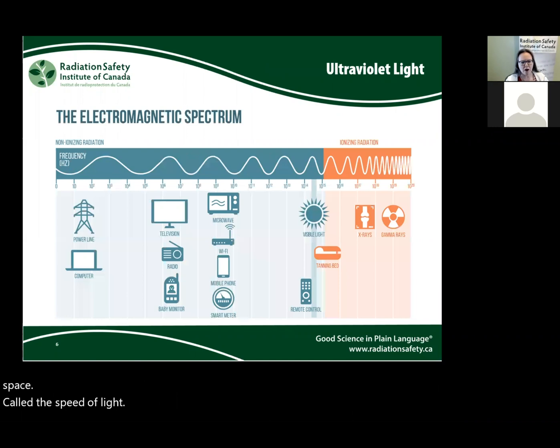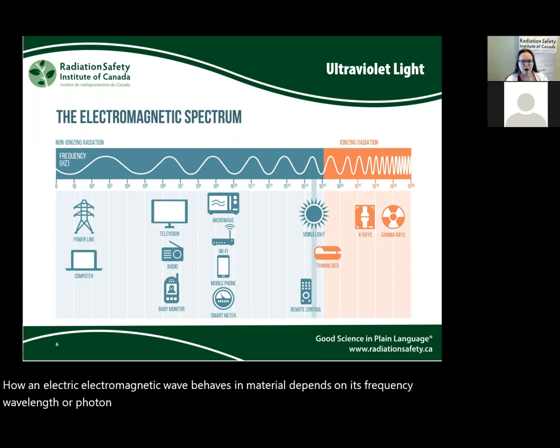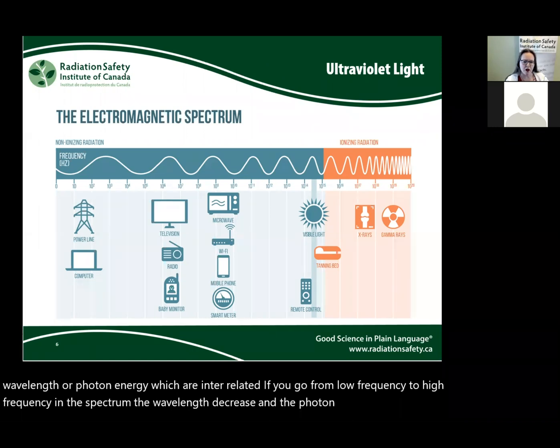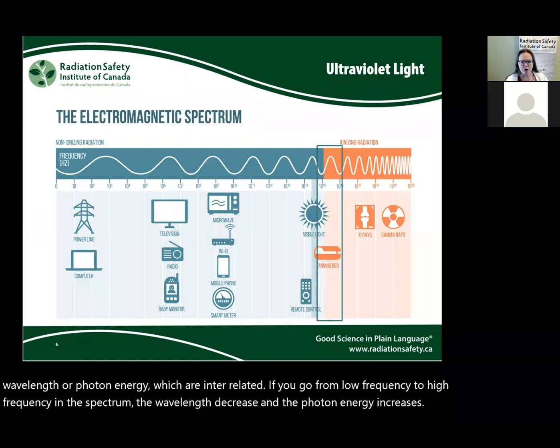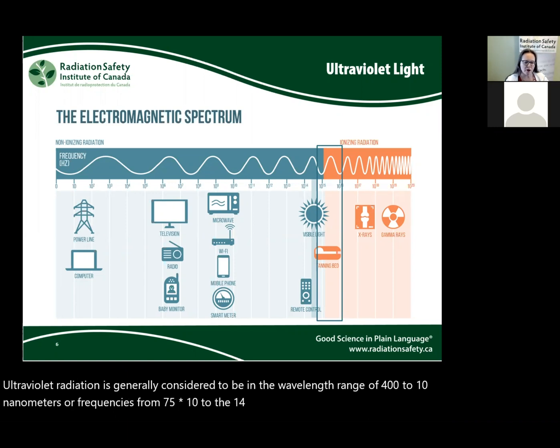How an electromagnetic wave behaves in material depends on its frequency, wavelength, or photon energy, which are interrelated. If you go from low frequency to high frequency in the spectrum, the wavelengths decrease and the photon energy increases. Ultraviolet radiation is generally considered to be in the wavelength range of 400 to 10 nanometers, or frequencies from 7.5 times 10 to the 14 hertz to 3 times 10 to the 16 hertz.